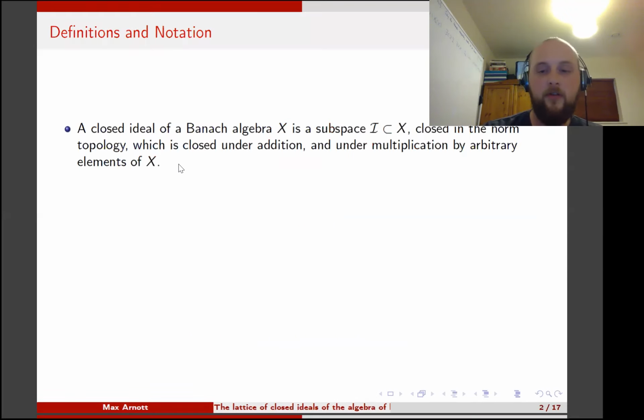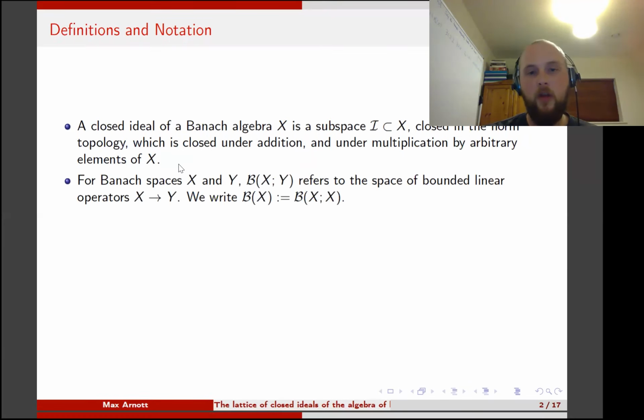So I'll start off with a few definitions. A closed ideal is a subspace closed in the norm topology. So it's closed under addition and by multiplication by arbitrary elements of the Banach algebra that it's a subspace of. We're going to use B of XY for the space of bounded operators, and we're going to use B of X for B of XX.